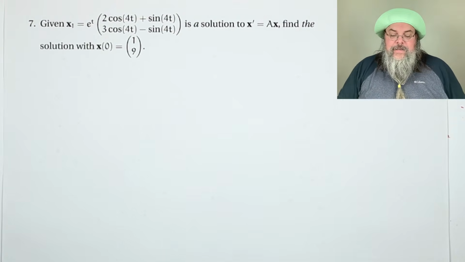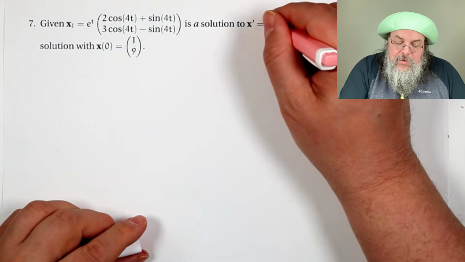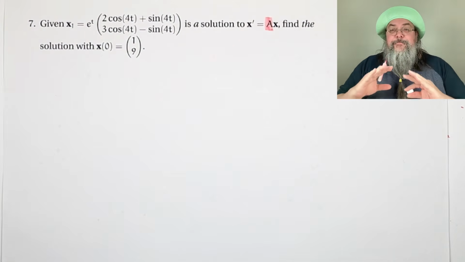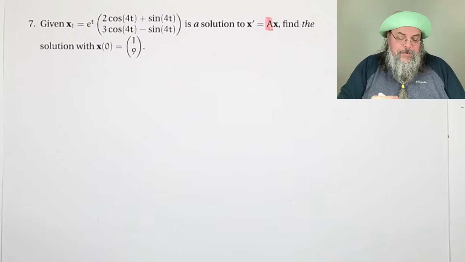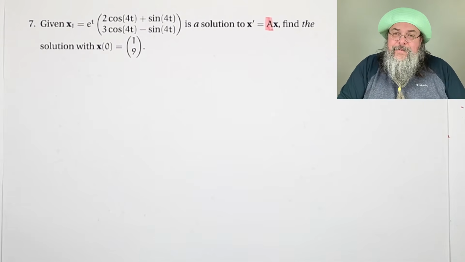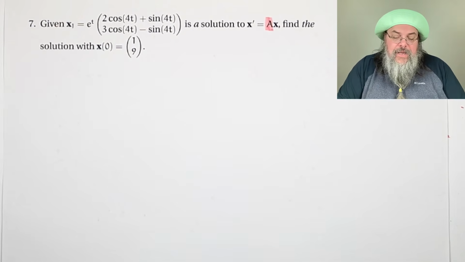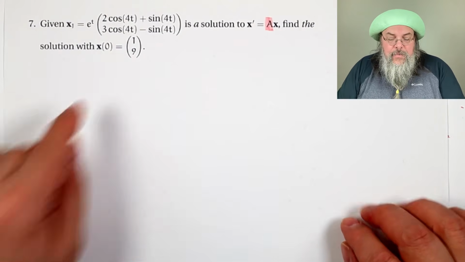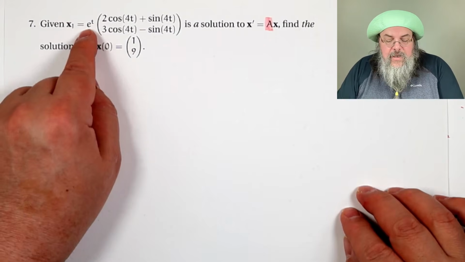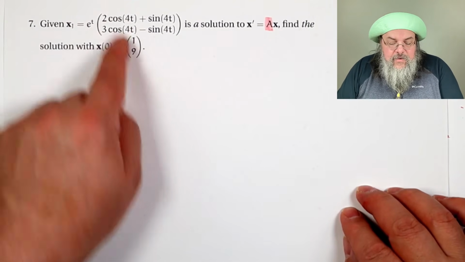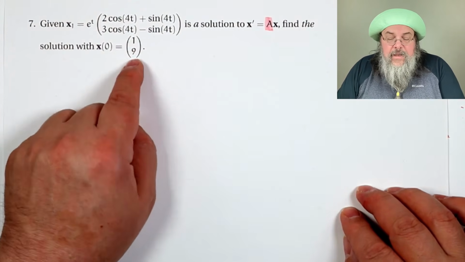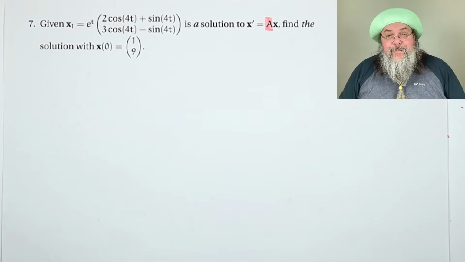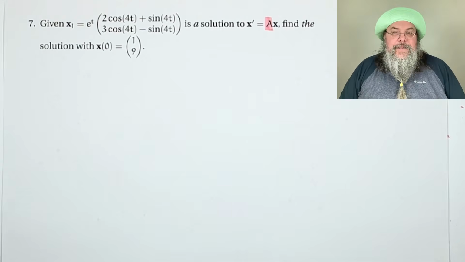Now, there's certainly a challenge here. We don't know what A is, and there are ways to find it. Better ways we'll know in a week. But how do we find the solution? Now, maybe they gave it to us. Let's see. Did they give it to us? Plug in 0. e to the 0 is 1. And sine of 0 is 0. Cosine of 0 is 1. So we get (2, 3). And that is not (1, 9). So we have a problem. How do we overcome this?